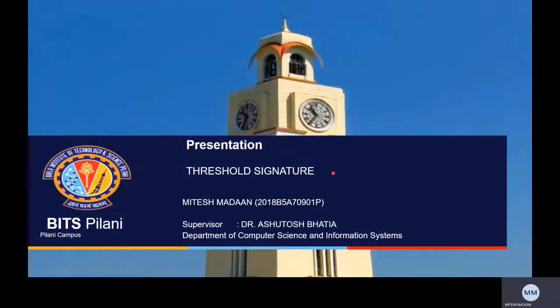My name is Mitesh Madaan, and today I will be giving a presentation on the topic of threshold signature. We will be discussing what a signature is, what a digital signature is, and why we need it. And then we will discuss the threshold signature.